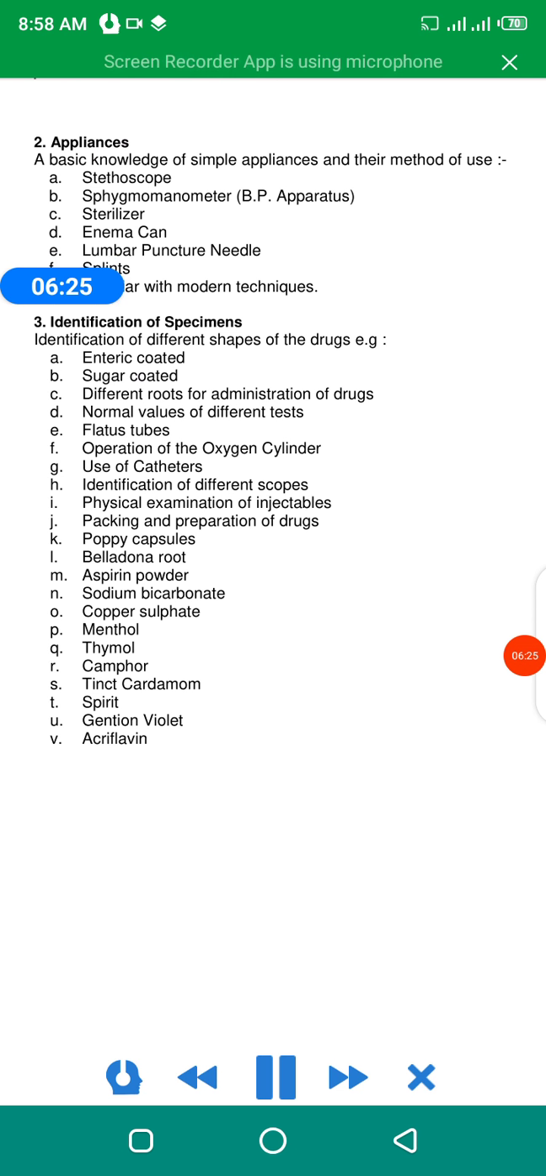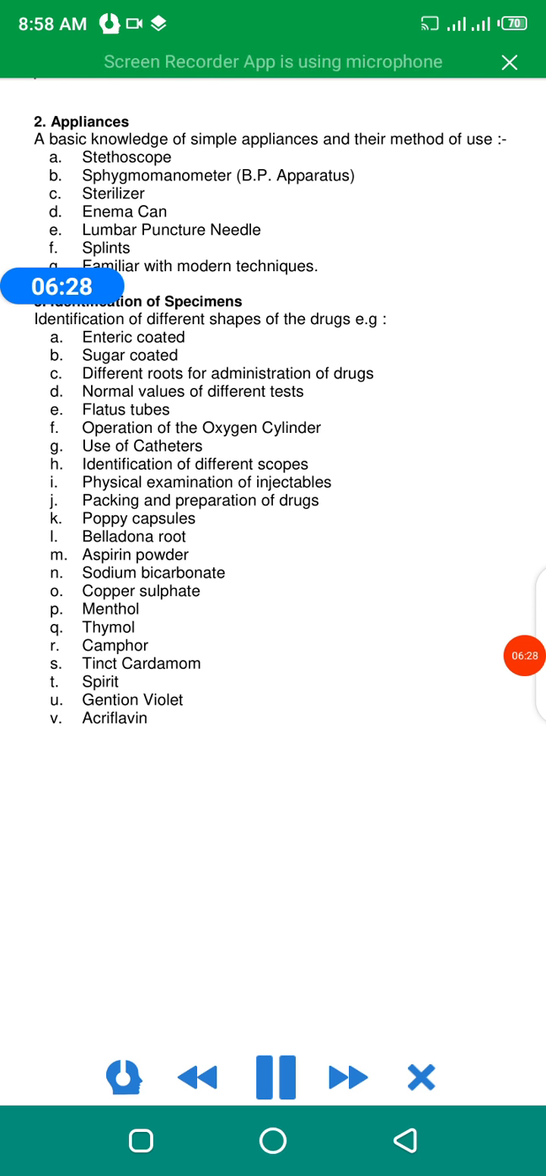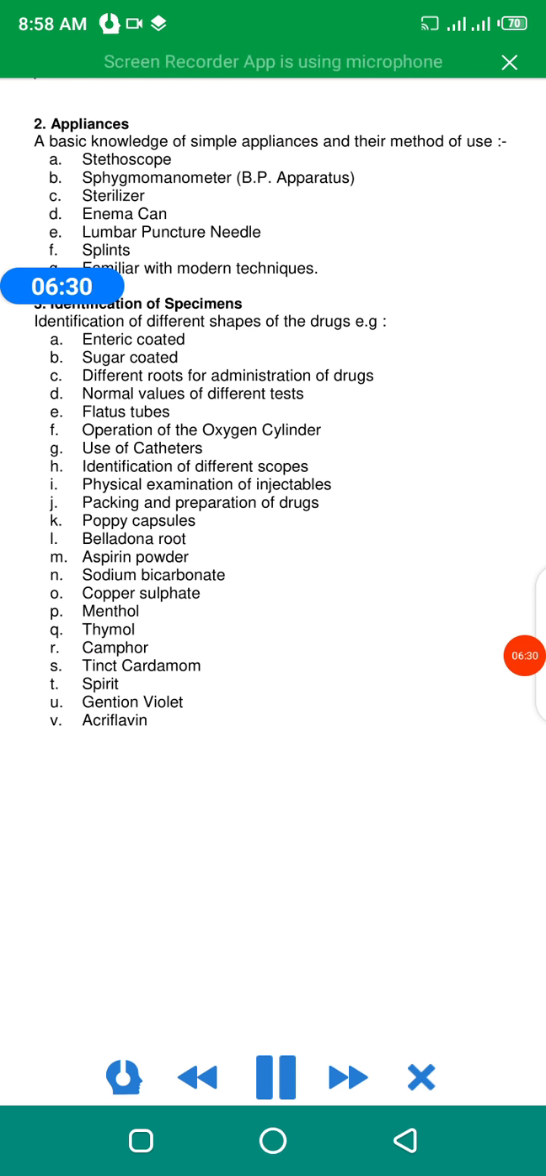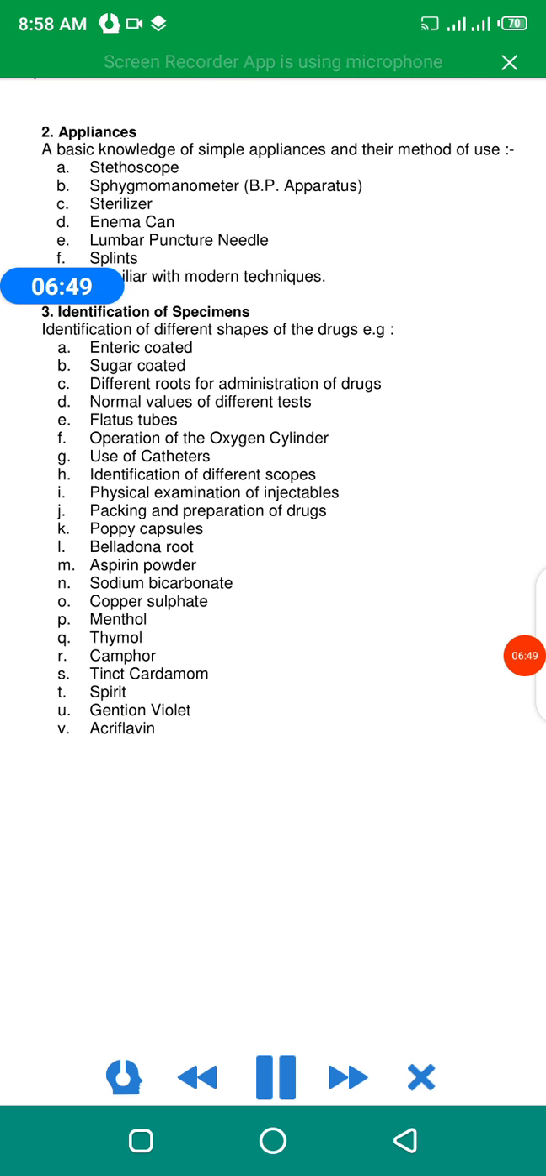A. Stethoscope. B. Sphygmomanometer, BP apparatus. C. Sterilizer. D. Enema can. E. Lumbar puncture needle. F. Splints. G. Familiar with modern techniques. 3. Identification of specimens. Identification of different shapes of the drugs, e.g. A. Enteric-coated. B. Sugar-coated. C. Different routes for administration of drugs. D. Normal values of different tests.